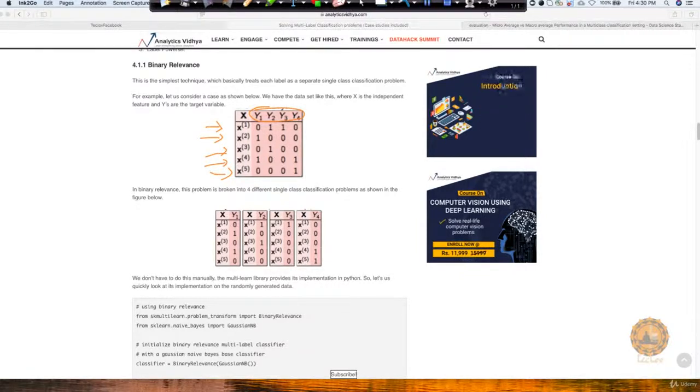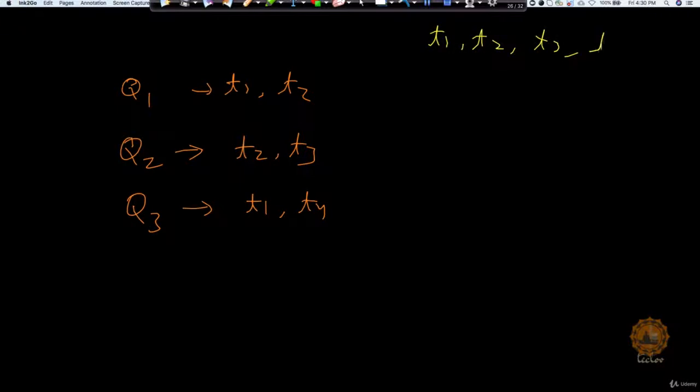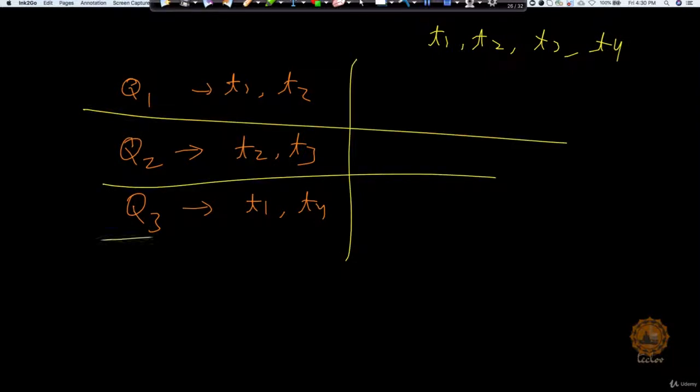Now we are putting the data in. Let me give you an explanation of what exactly this is doing. Let's say I have a question Q1, which has the tags T1, T2. I have a question Q2 which has the tags T2, T3. I have a question Q3 which has the tags T1, T4. How many total tags do I have? T1, T2, T3, T4. Let's assume these are my rows where I have the data.